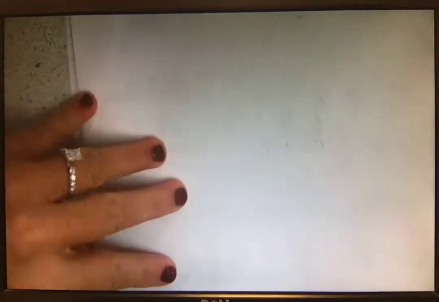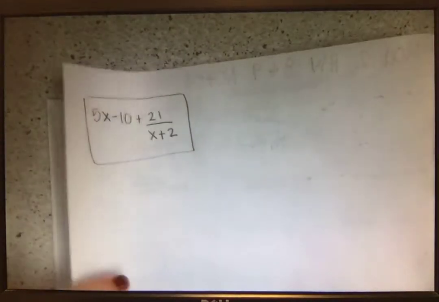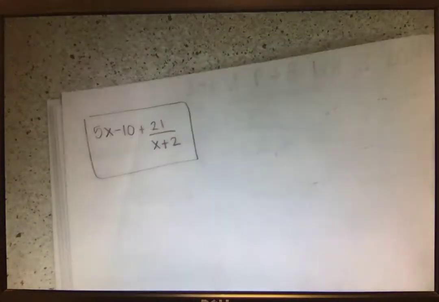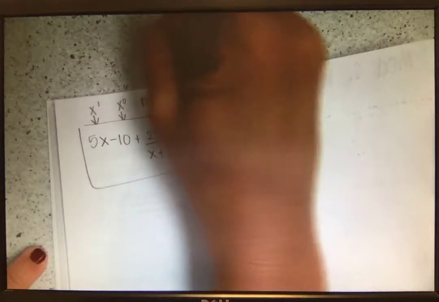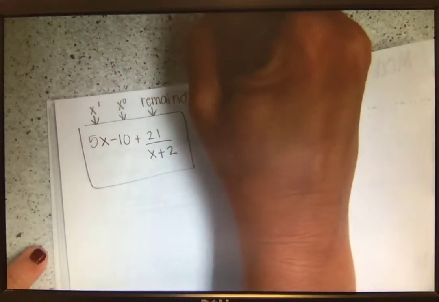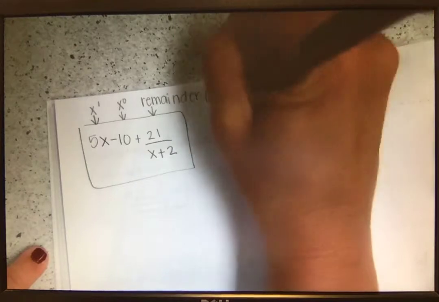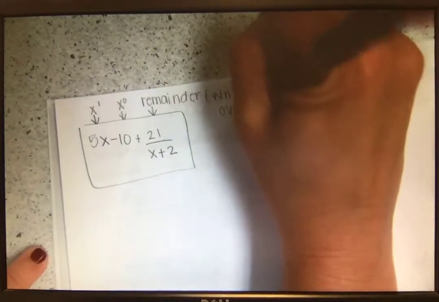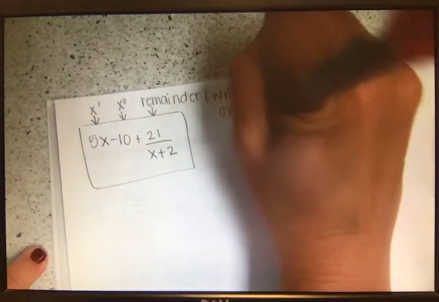So if you notice, this was x to the first power, this would be x to the 0 power, and then the last thing is whatever's left over. Whatever's left over is our remainder. Our remainder is always written over our divisor.